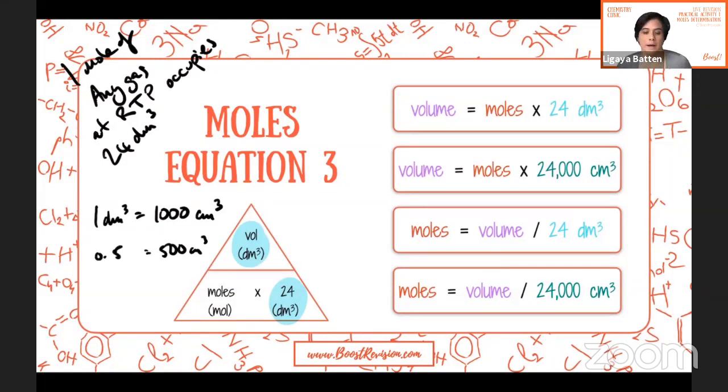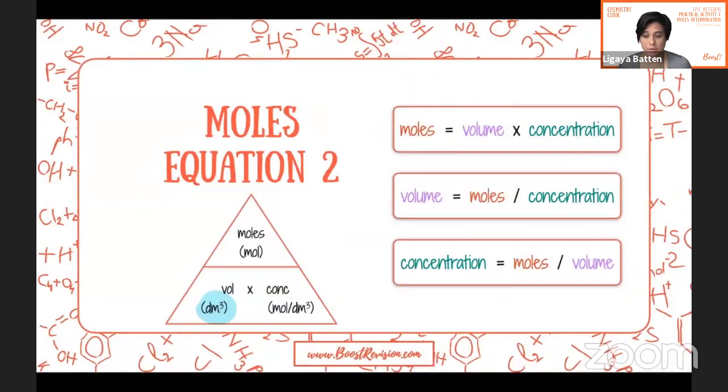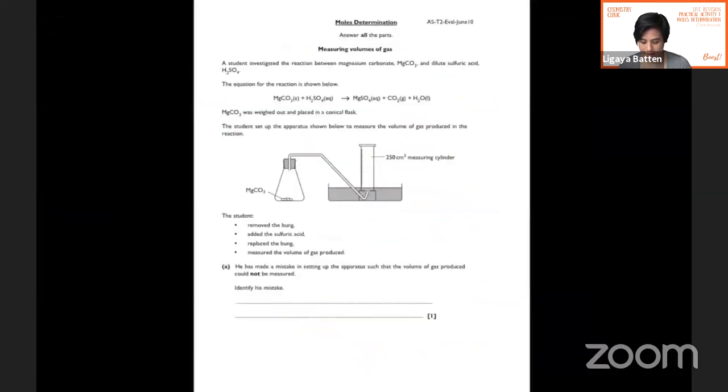So just make sure you convert that, and that's why we've got these second two rearranged equations where we have volume equals moles times 24,000. If you've got centimeters cubed, that's another way to remember to make sure you convert. So in the practical we'll be looking at today, we're going to be using those 3 equations: the moles equation using mass, the moles equation using volume and concentration, and the moles equation using volume of gas. So let's have a look at the first practical.